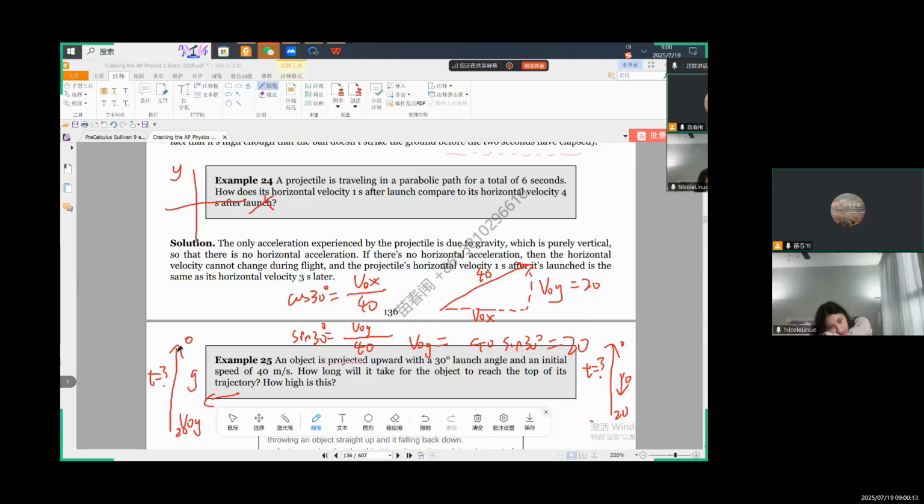Wait, could you please repeat? Well, like the last part about the t? So now I have v initial y is 20, and then the final is 0 because you're reaching the top. And then the g acceleration is negative 10, right? Yes, because it's going up.